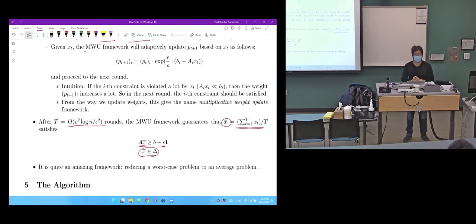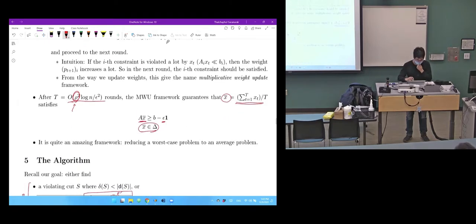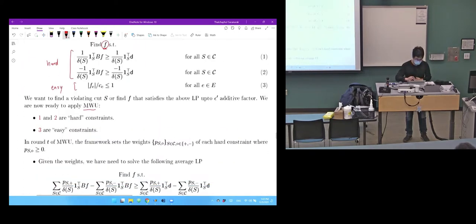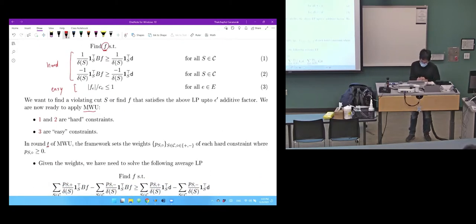Controlling just how fast this converges depends on rho here. If you have a very good oracle where rho is small, it's going to be good. Otherwise, it depends on rho squared. So it means that in round t here, the framework will give you some weight. It will fix some weight for you.